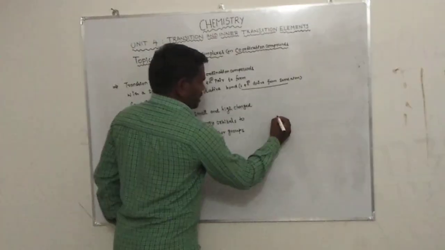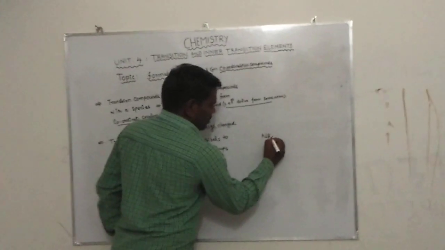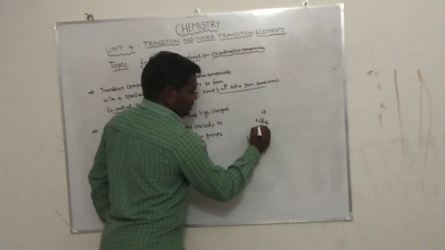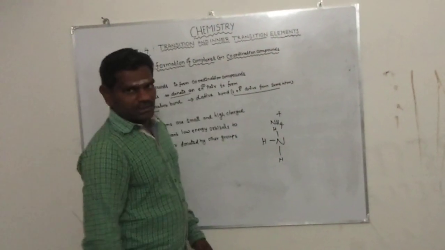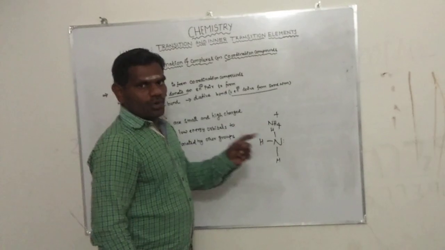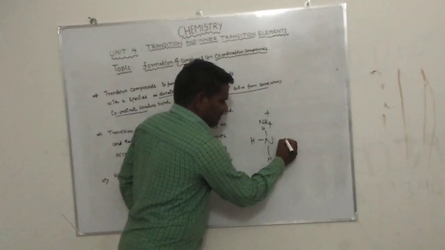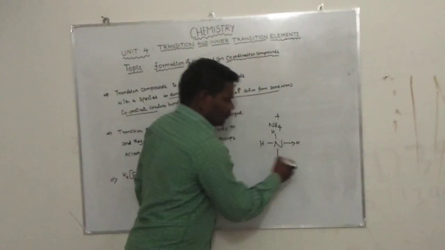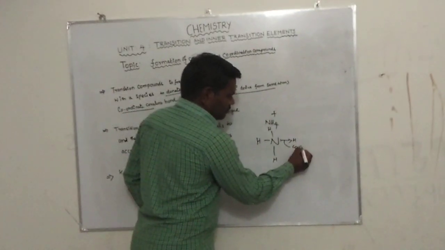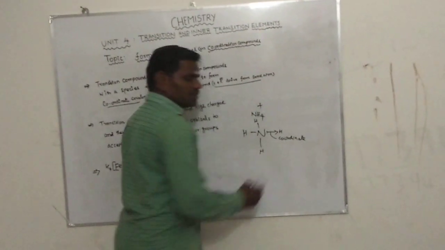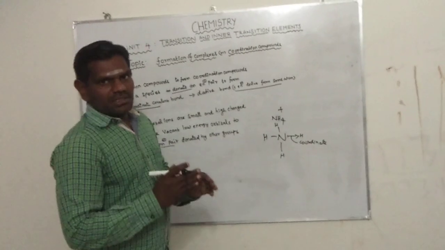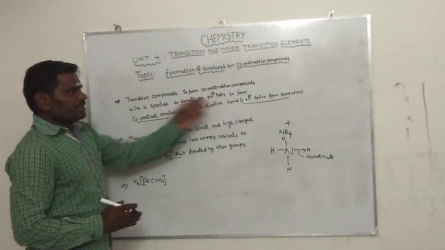For example, the ammonium ion. Here three hydrogens are combined, but nitrogen has one lone pair of electrons. Using the lone pair of electrons, nitrogen combines with hydrogen to form one more bond. This is a coordinate bond, or dative bond. So the electrons are derived from the same atom. It is a coordinate covalent bond or dative bond.